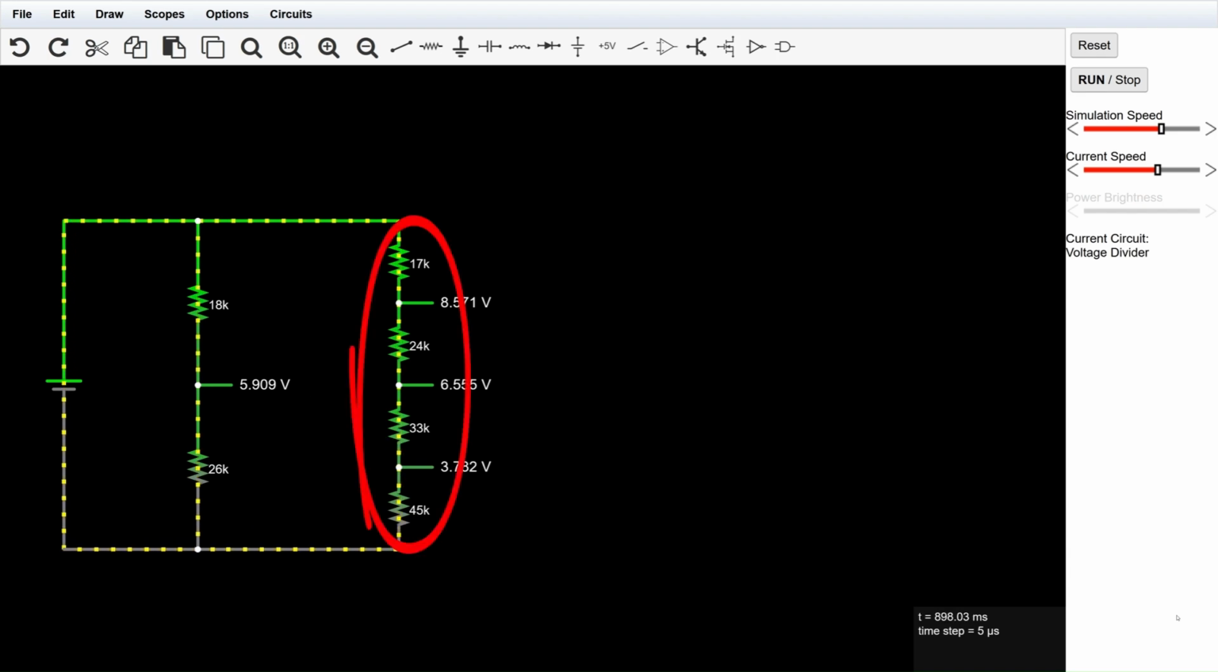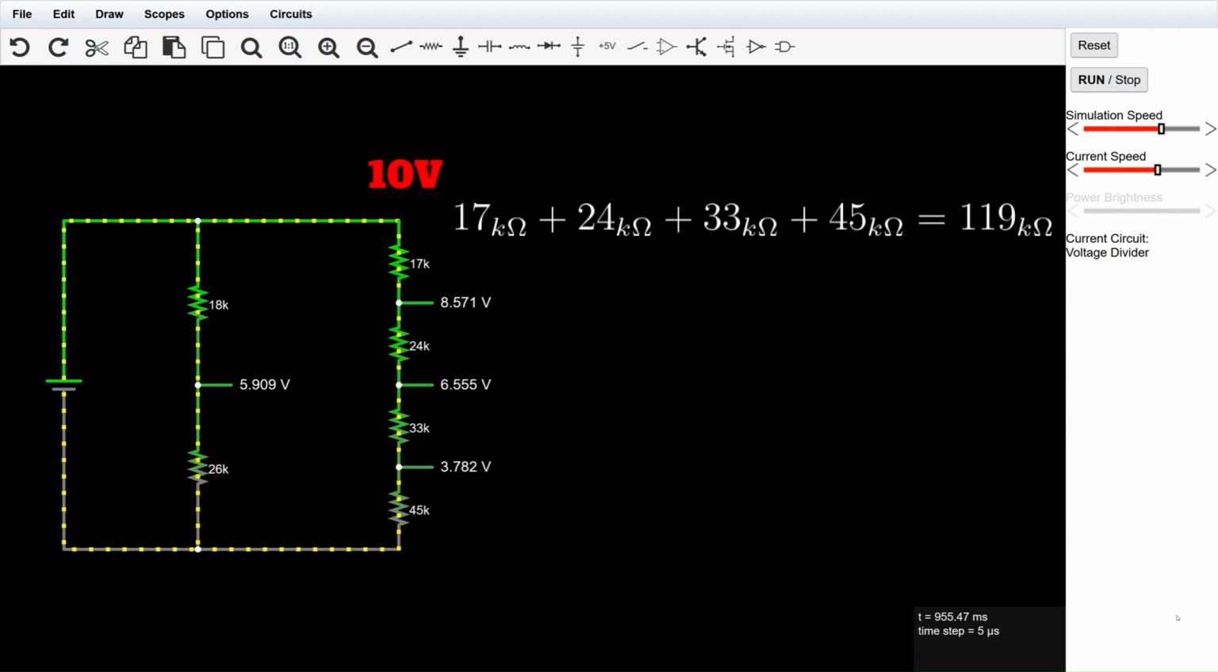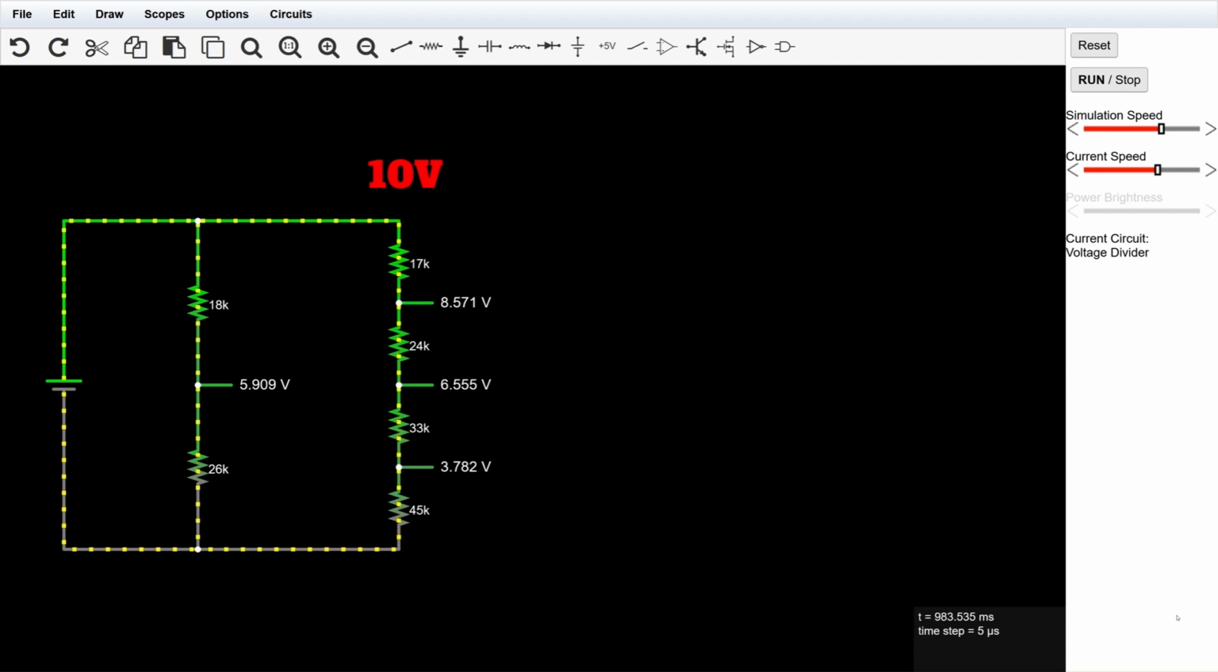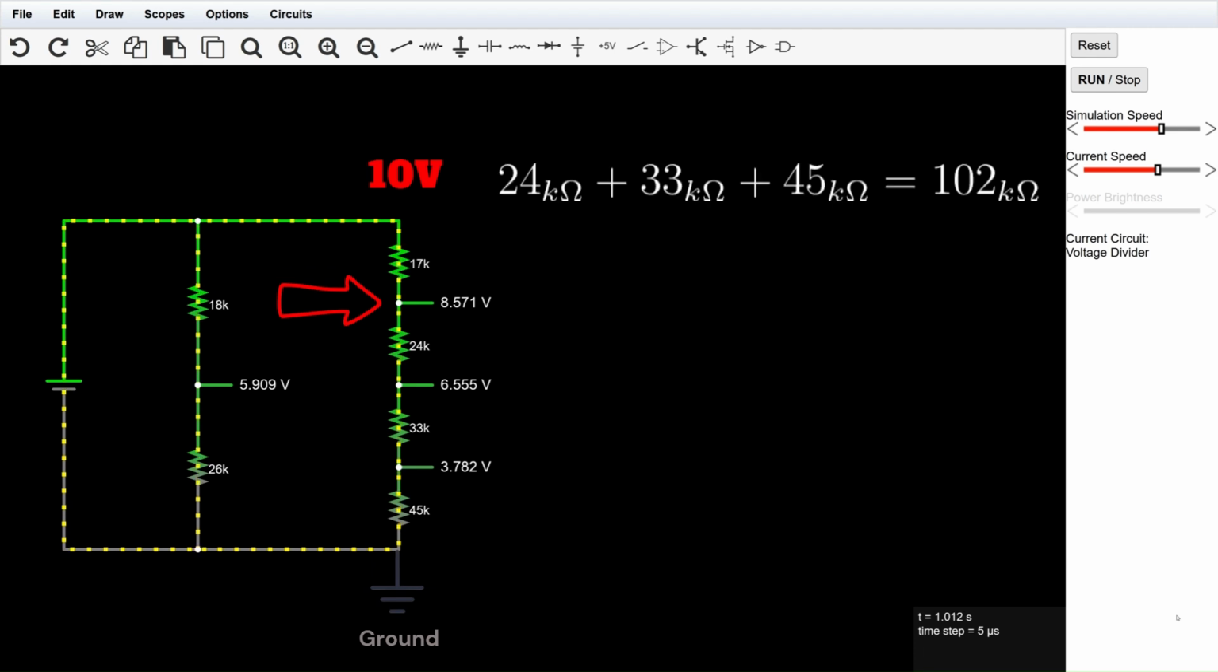Now let's move on to the second part. Here, the total voltage is still 10 volt, and the total resistance is 119 kilo ohm. But there's an important detail we must keep in mind. The sum of all resistances from this node to ground is 102 kilo ohm. We will base our calculations on this. If we understand the rule, we can quickly calculate the voltages across each resistor using the formula.